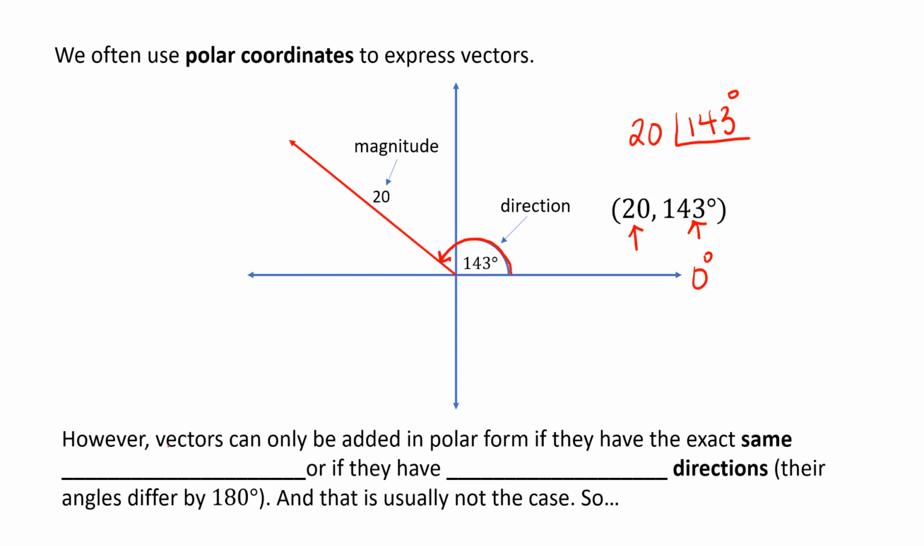The only time we could ever add two vectors without changing them to rectangular coordinates would be if they have the exact same direction, so their angle might be exactly the same, or if they have opposite directions. That's the only time you can add vectors in polar coordinates, and that's rare. So usually it's not going to be the case that you can add them while they're in polar coordinates.